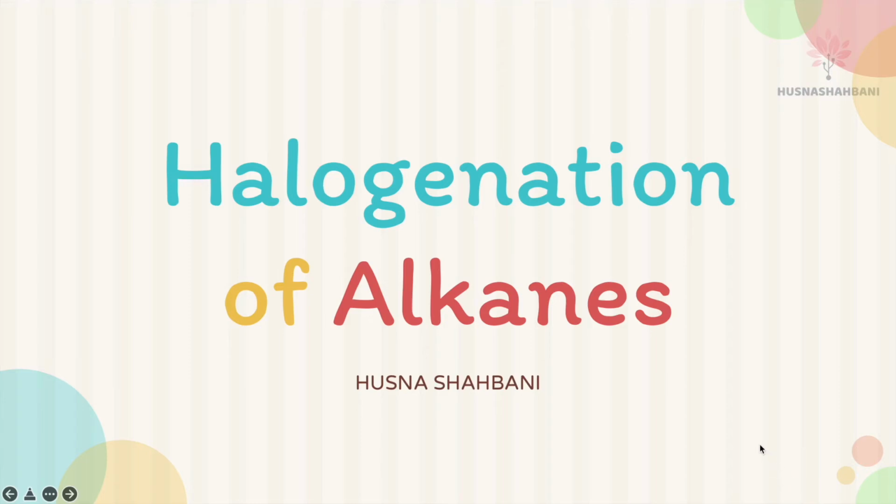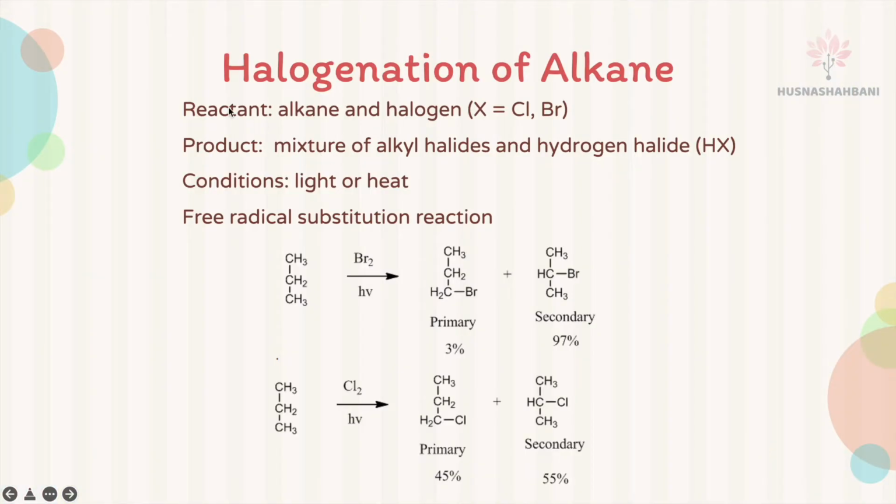Halogenation of alkanes. In the halogenation of alkanes, the reactants are an alkane and a halogen, a group 17 atom such as Cl or Br. The products are a mixture of alkyl halides and hydrogen halide. The hydrogen halide is the side product.